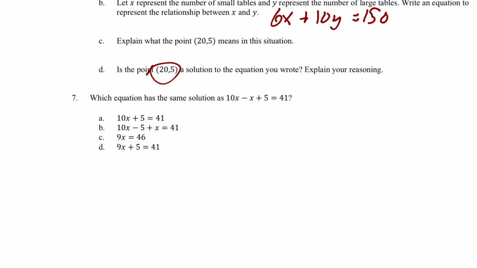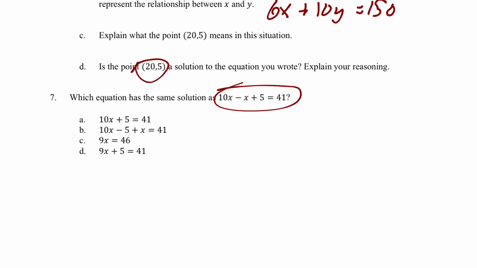This one right here, number 7, solve for X. I'm going to start the beginning part of this, and then I want you to continue on and see which of these equations work. So we have 10X minus X plus 5 equals 41. I immediately see that I have like terms here, 10X and 1X, right? So I can go ahead and make that 9X plus 5 equals 41.